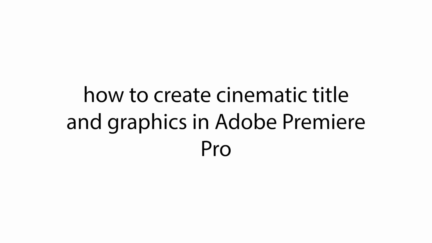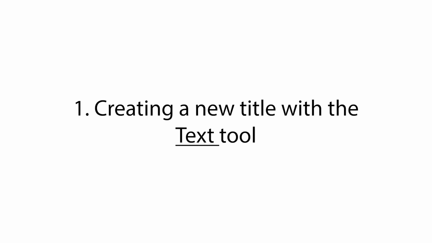Now, here are 5 simple steps on how to create cinematic title and graphics in Adobe Premiere Pro. Step number 1. Creating a new title with the text tool.